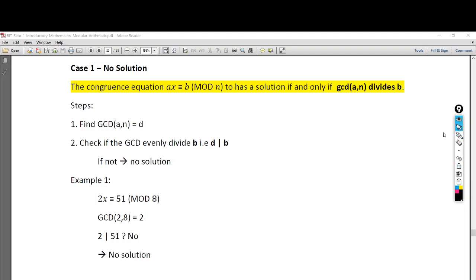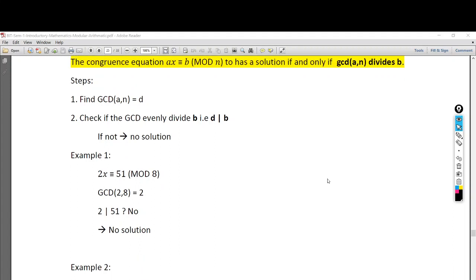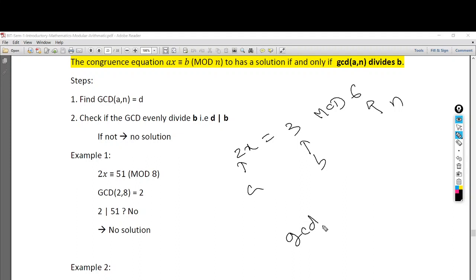Right, so let's take another example: 2x ≡ 3 mod 6. So this is my a, this is my b, and this is my n. What I want to find is the GCD of a and n.